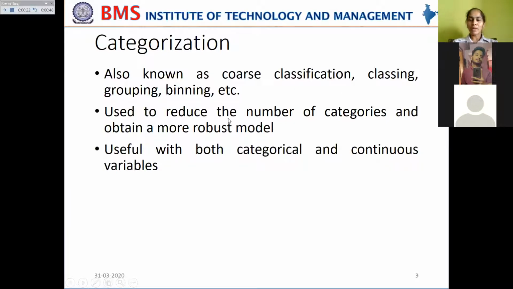Okay. Now this categorization is also called coarse classification, classing, grouping, and binning. This categorization technique is mainly used to reduce the number of categories and obtain a more robust model. Say if you have a large number of categories of the data, then you can create ranges or intervals for the data, so that you can reduce the number of those categories. Now this is useful with both categorical as well as continuous variables.